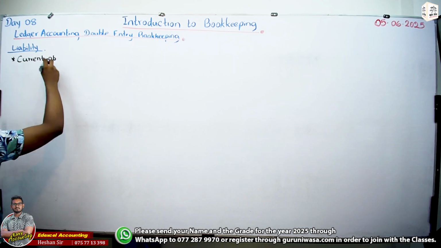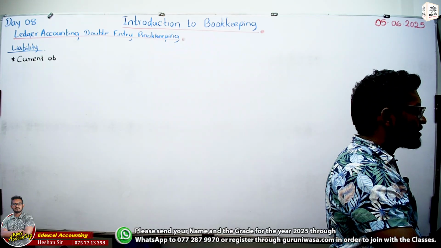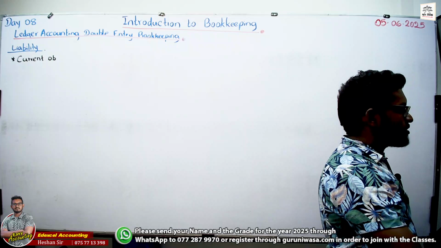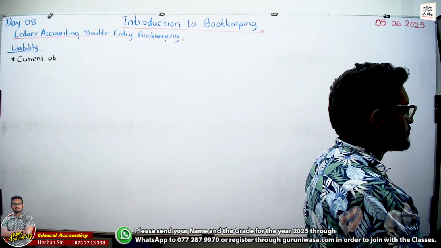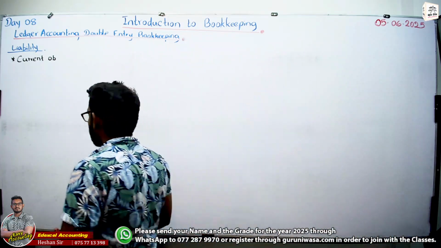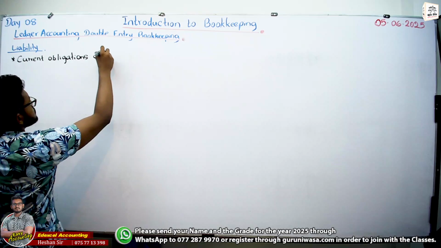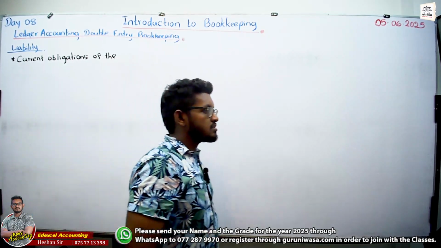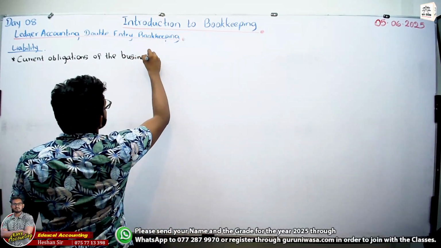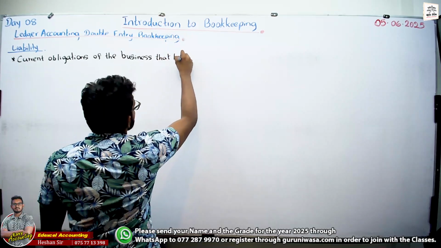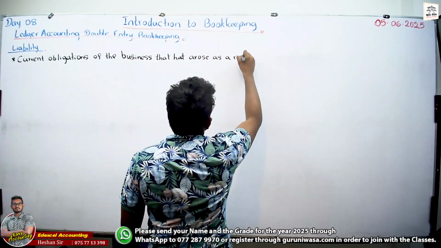current obligations of the business. When we define the liabilities, just wait, I'll give it to you in the same format as last week. Current obligations of the business that had arisen as a result of past transaction.